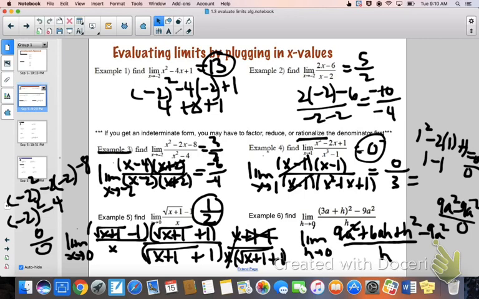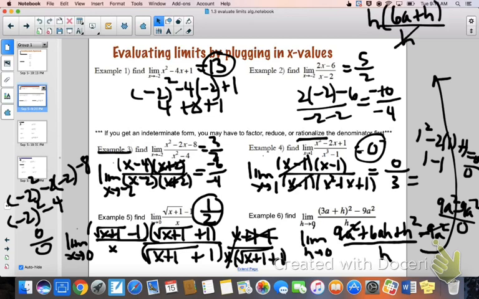Well, the 9a squared and the 9a squared cancel, right? 9a squared minus 9a squared cancels. Here you have 6ah plus h squared over h. What I'm going to do is factor out an h on the top. So now I have 6a plus h all over h. Those h's cancel. So now I'm doing the limit as h approaches 0 of 6a plus h, and that equals 6a. Okay? So there you go. That is that.